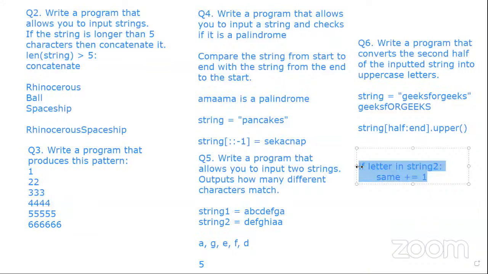I mean, you don't have to, but if you don't, it gets really long-winded and really difficult. Trust me, I've done it without this. So it's really good practice for you to know this, because it makes question 5 a lot easier. Just remember, if a letter from string 1 is in string 2, then same is incremented by 1. It's just in. In is literally the only new concept that you're learning here.